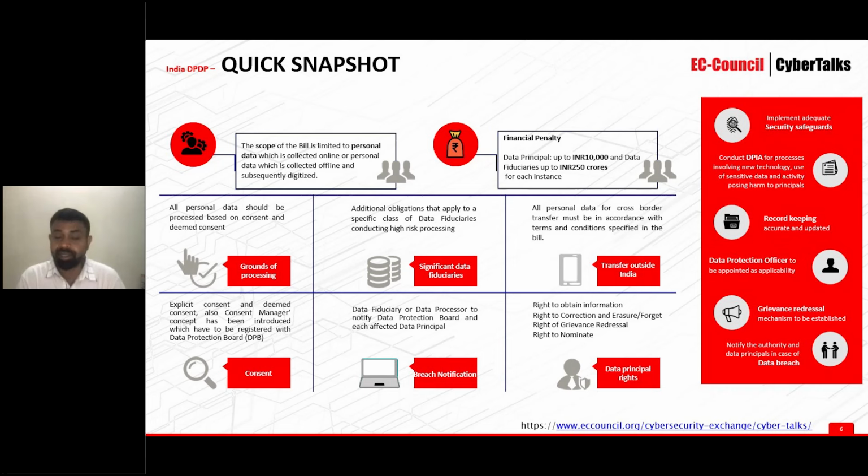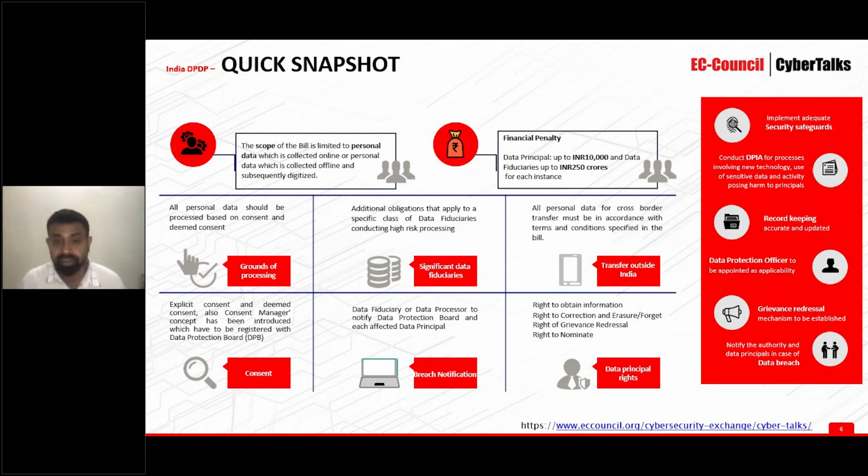So there have to be grounds of processing. Then there is also a very, very important one, the significant data fiduciary. We will cover this point later in the webinar. There is data fiduciary and there's significant data fiduciary, which is one of its kind.